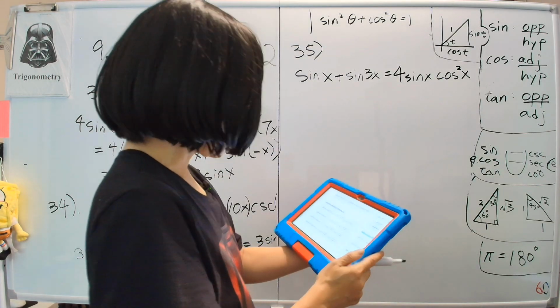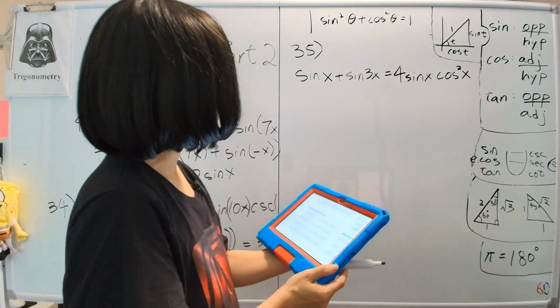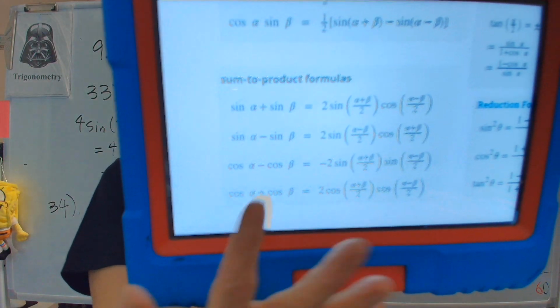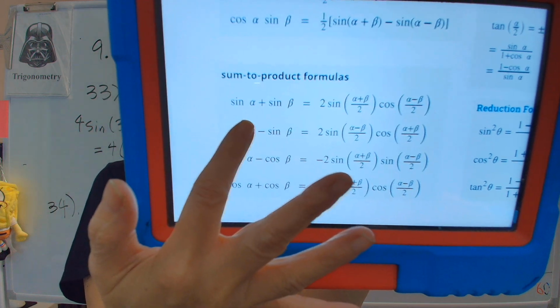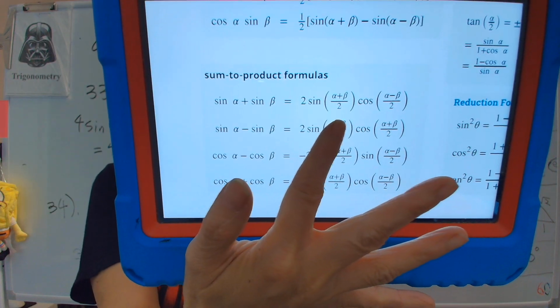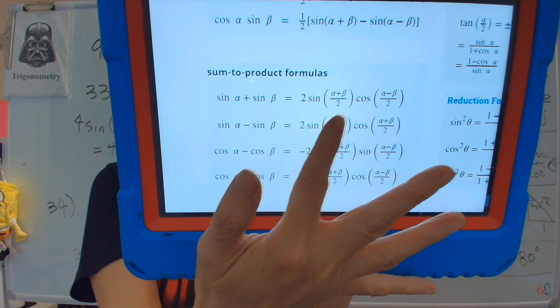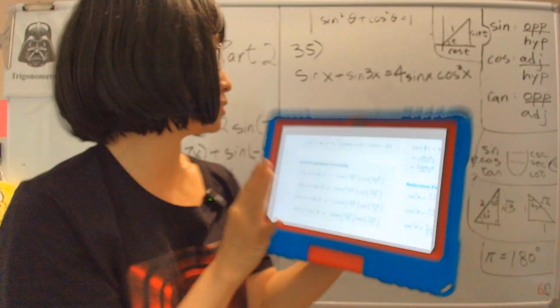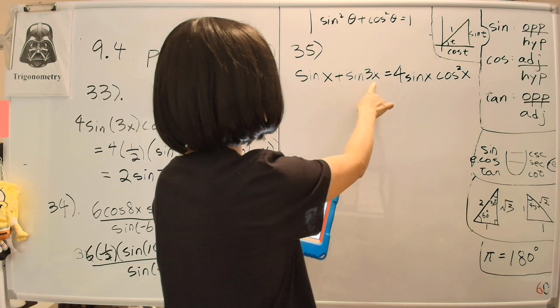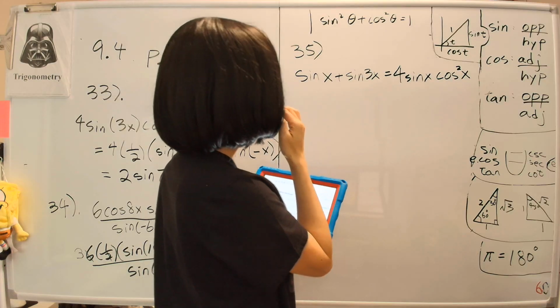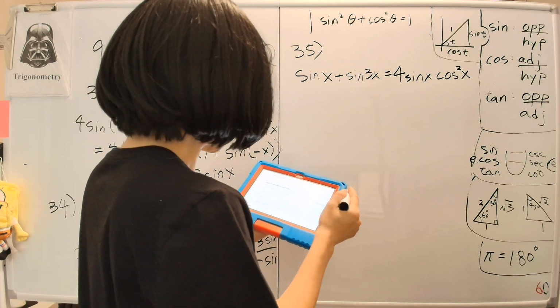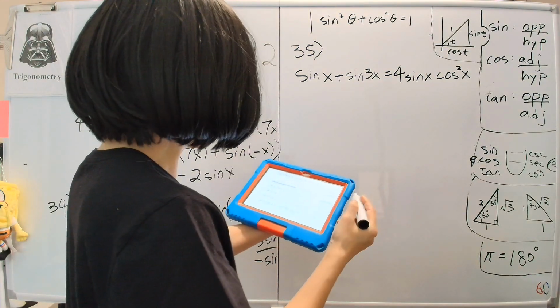So I'm looking at our formulas here, and I think the closest formula, let's pick the sum to product formulas. That is, we'll do the sine alpha plus sine beta equals 2 times sine of (alpha plus beta) over 2 times cosine of (alpha minus beta) over 2. We'll call this alpha and that beta. Okay, and then see what happens. I don't know if that's going to work, but we'll give it a try.